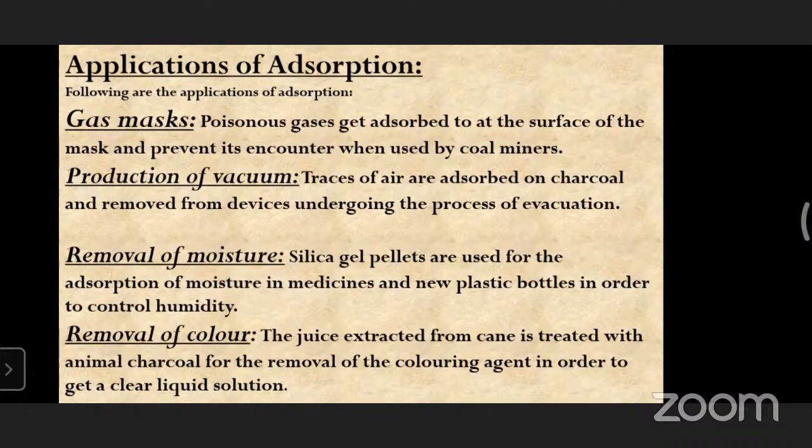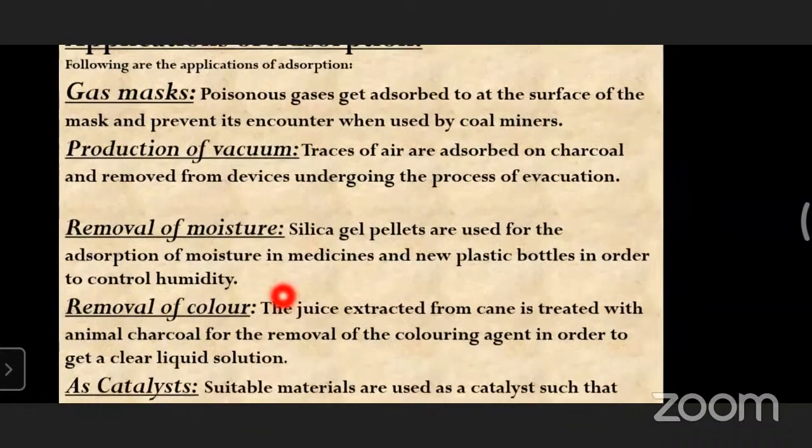Next, removal of color. In the IIT class, I told that activated charcoal is used as a very good decolorizing agent because of the phenomenon of adsorption. The juice extracted from cane is treated with animal charcoal for the removal of the coloring agent in order to get a clear liquid solution. To remove the color from the cane sugar solution, we are using the adsorption phenomenon with charcoal. The color present in the cane sugar solution can be removed and we get a clear liquid.